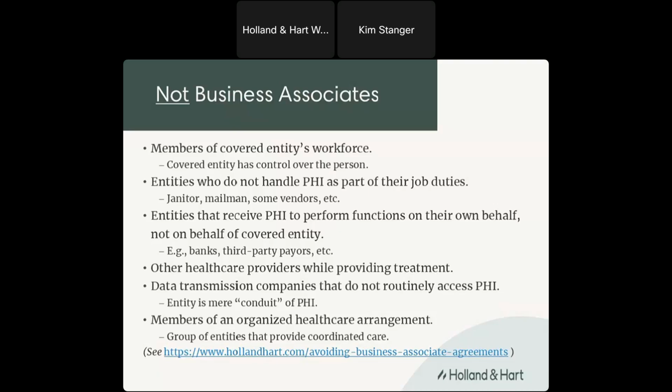Entities that receive PHI to perform functions on their own behalf are not business associates. So for example, you do a lot of banking where you pass along patient checks. They get protected health information, but they're not performing those functions on your behalf. They're operating as a bank. The insurance companies aren't collecting that information or paying on your behalf. No, they're acting as a third-party payer. In those situations, they are not acting as your business associate, so you don't have to get a business associate agreement with them, unless they are also performing certain services on your behalf as your business associate. Other healthcare providers who are just simply providing treatment, they're not your business associate. You don't need a business associate agreement with them.